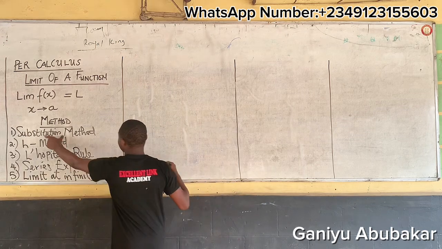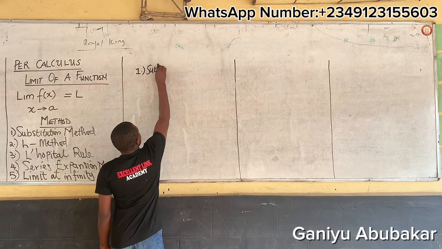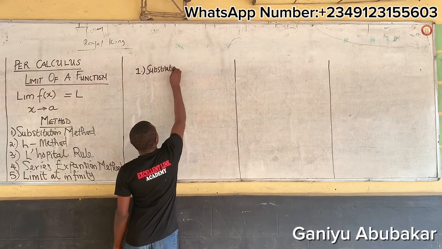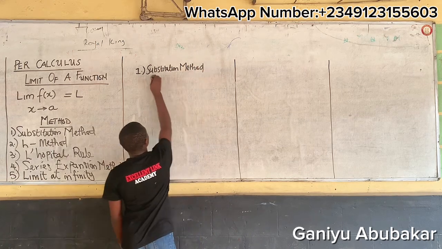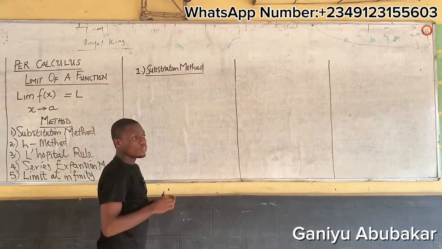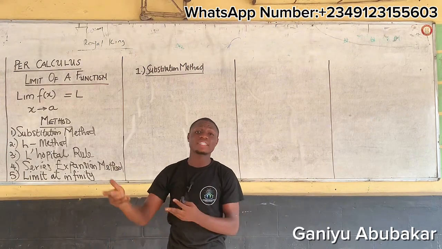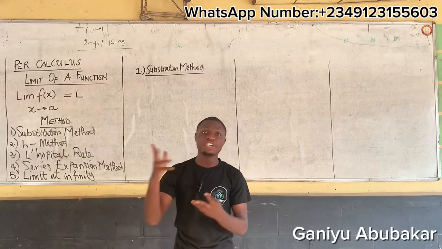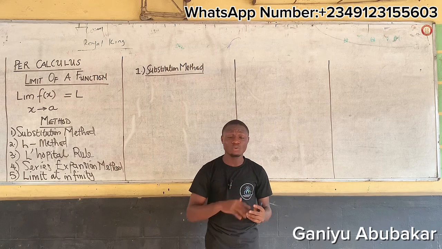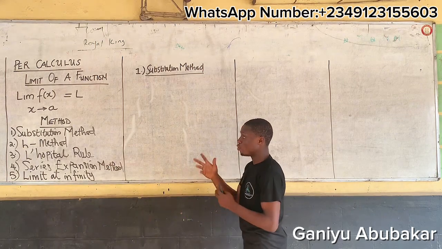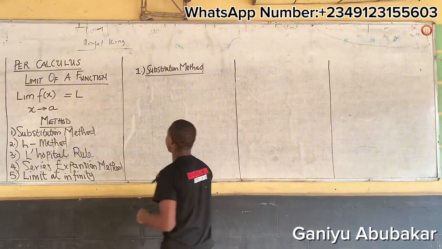Number one, let's look at the substitution method. Usually when it comes to this method, your task is quite easy. It's as easy as putting the value of the given variable into the function. That's all. So let's take a few examples and look at how we evaluate problems using the first method, called the substitution method. Example one.